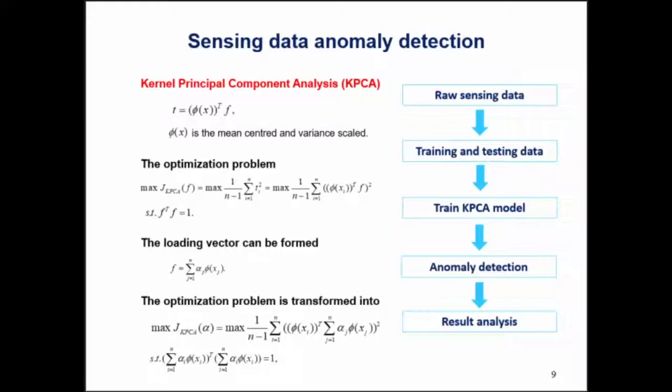So we propose one method based on kernel principal component analysis, which is KPCA, to detect the anomalous sensor data. It includes five steps. After we get the raw sensing data, we divide them into training and testing data. Then by using the training data, we can train the KPCA model. After we get the trained KPCA model, we can carry out the anomaly detection. Finally, the detection results will be analyzed.